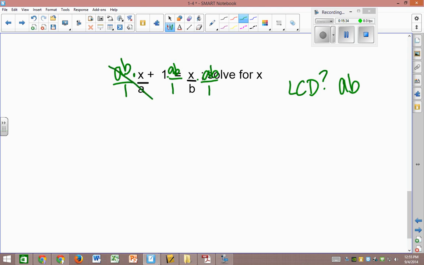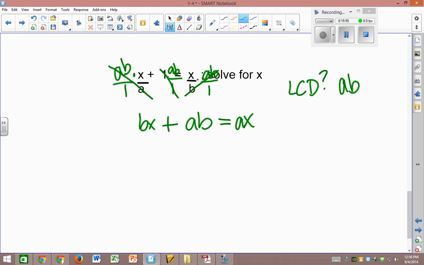Okay, and then b times x is just bx. The next one, I can cancel the 1s, and I just have ab. The next one I can cancel ab and ab, so I have x times a, or ax, just because a is like a number. Okay, the ultimate goal is to get x alone.